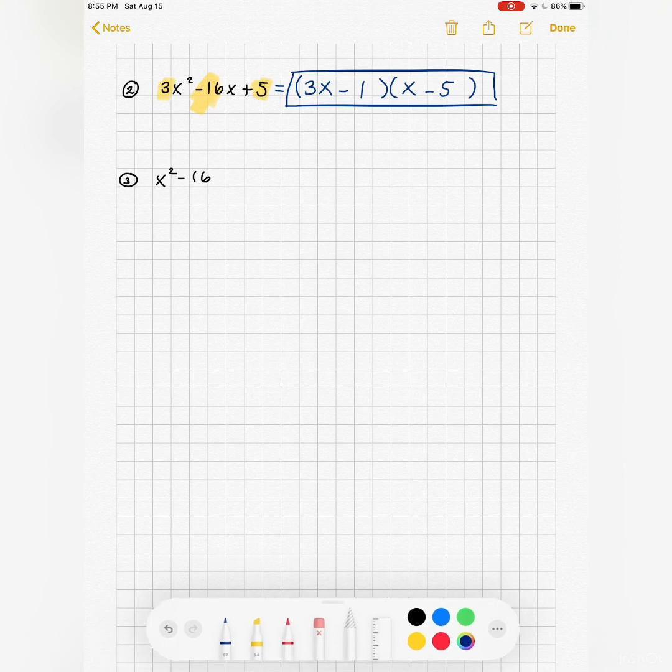Here's a special one. I bet you've seen this guy before. This guy's called a difference of squares.